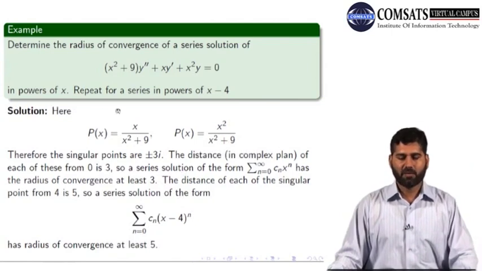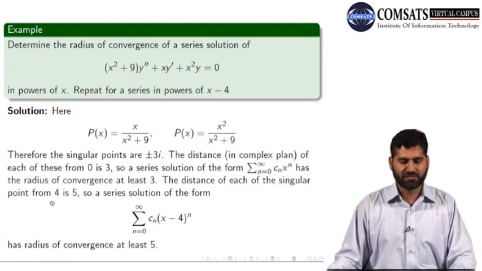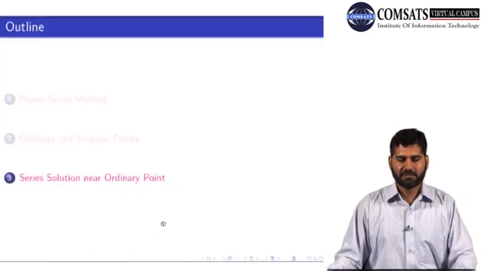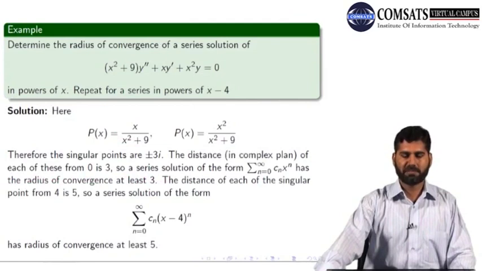Then he said, what about the power series in x minus 4? 4 is also an ordinary point of this differential equation. But what is the distance of 4 from 3i? The distance of 4 from 3i is 5. So if I write the series solution of this form, this will have a radius of convergence at least 5. All right. Let me emphasize this more by making a picture for you.